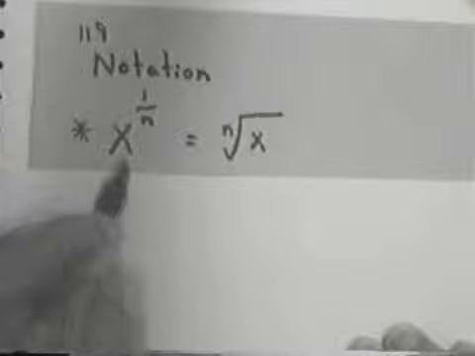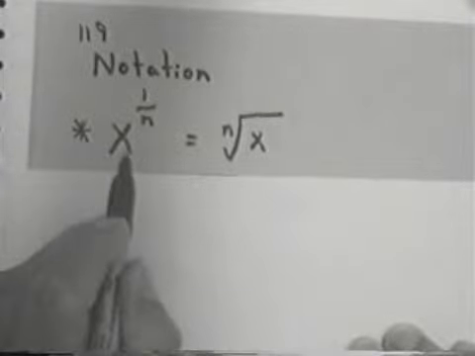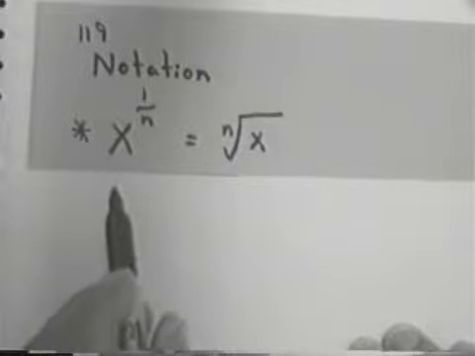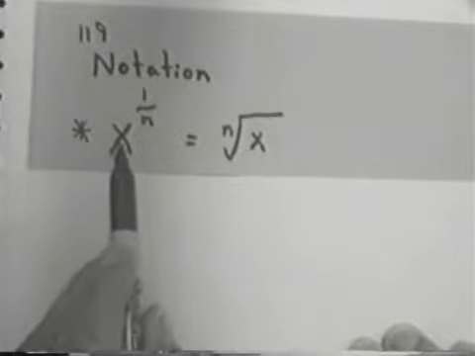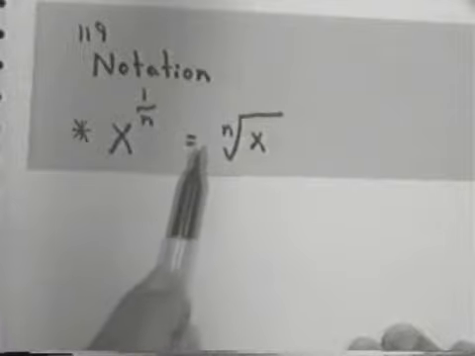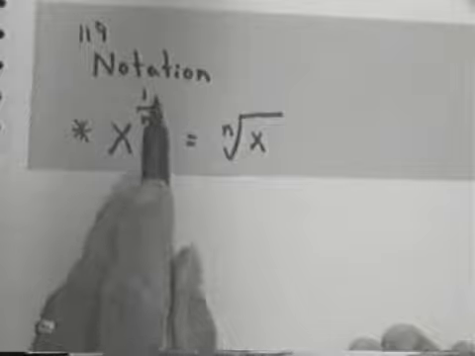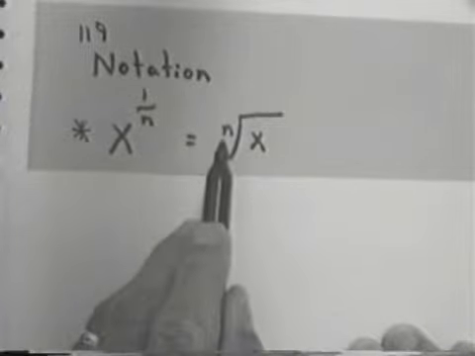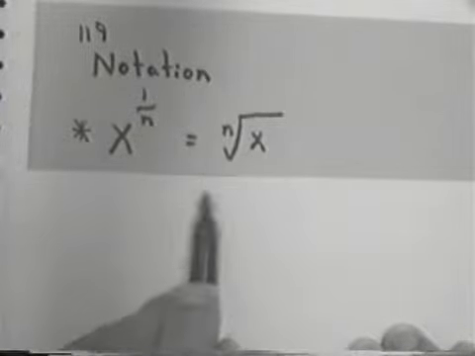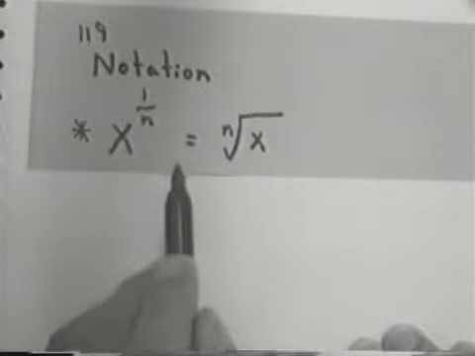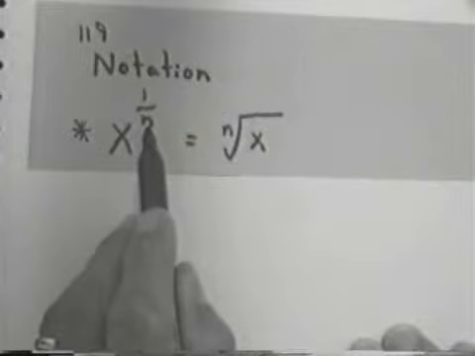Now I'm ready to give you more notation. This is simply notation that you need to memorize. Put it on your study sheet so you can become familiar with it. X to the 1 over n is the same as the nth root of x. So the fractional exponent 1 over n is the same as taking the nth root. If you see a fractional exponent, it means to take that root. Whatever your denominator is, it tells you the root to take.